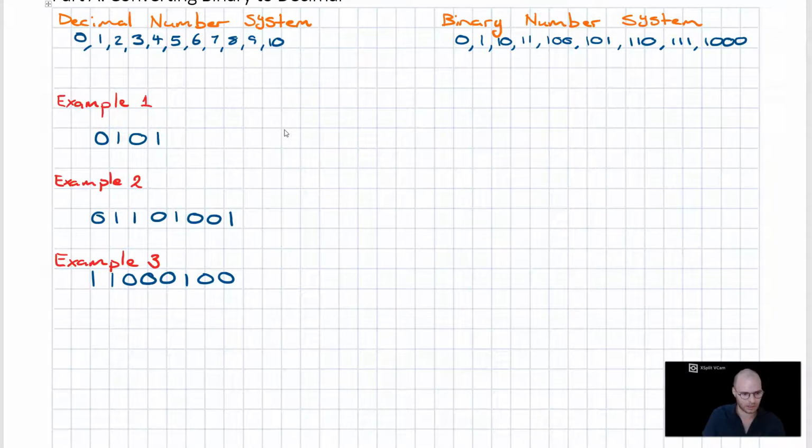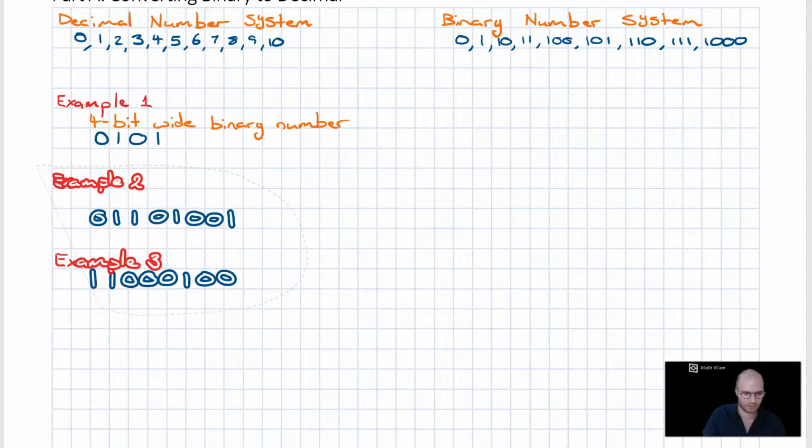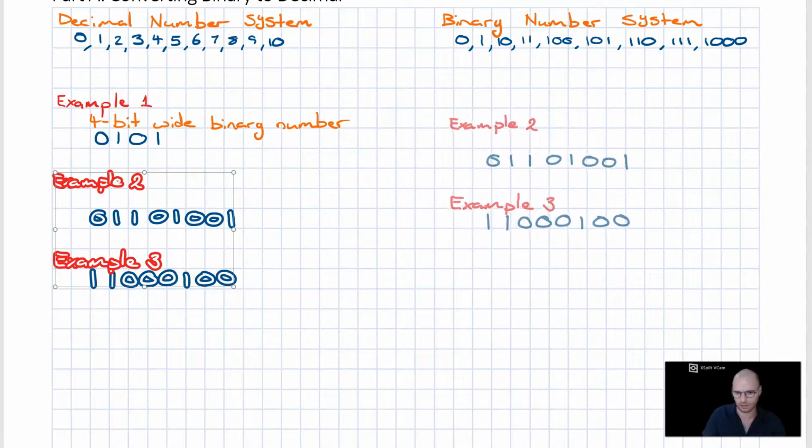Now this sort of number here, we call a 4-bit wide binary number. And the width of the number itself is going to determine how big a number it can represent. So I'll get these examples and move them to the side over here for now.